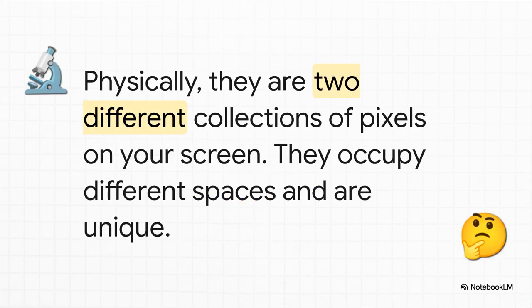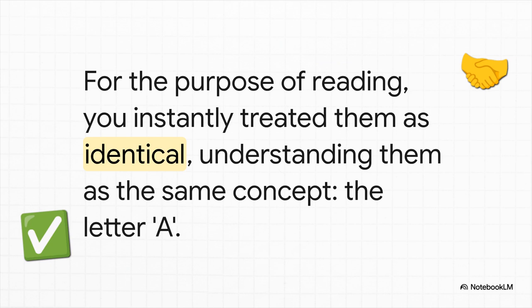Because, if we're being super literal about it, of course not. They're two different patterns of light, two separate smudges of pixels occupying completely different spots. Physically, they are totally unique. And yet, I bet you didn't even hesitate. For the purpose of reading, you instantly treated them as identical. You just knew they both represented the letter A, and you moved on.